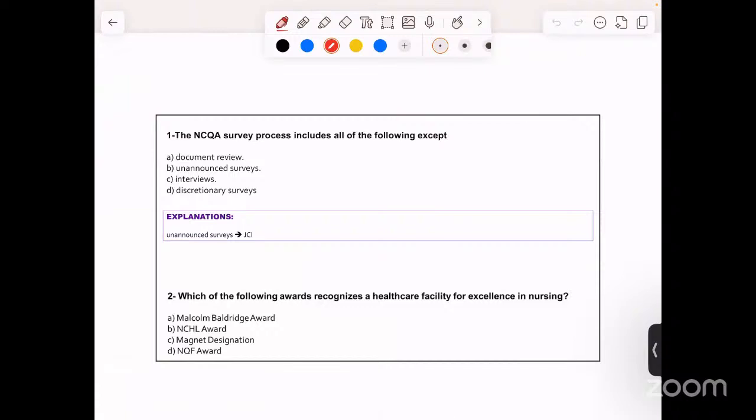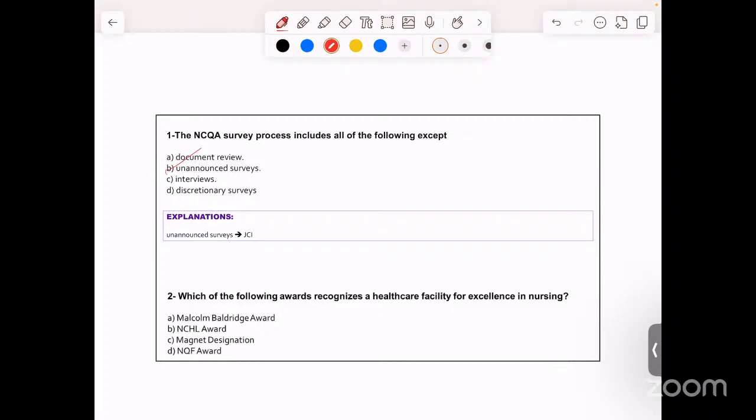Good evening once again. Now we will do the final quiz number 5. Question number 1. The NCQA, or the National Committee for Quality Assurance survey process, includes all of the following except: A, document review; B, unannounced surveys; C, interviews; D, discretionary surveys. Okay, what's the answer here? It's letter B, unannounced surveys. Okay, unannounced surveys are similar to the JCI accreditation.